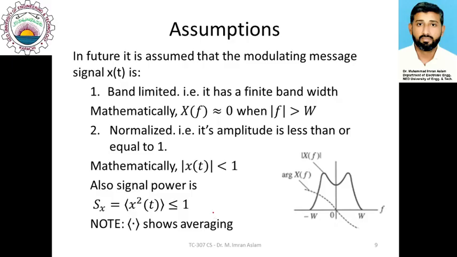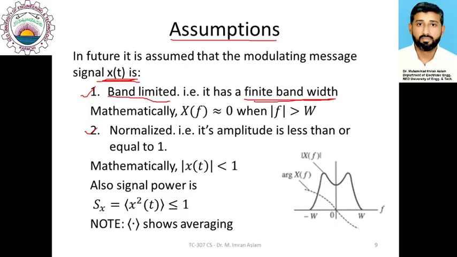Before we go further, we need to discuss a few assumptions that we will be taking care of in the future lectures. So we will be assuming two important points related to our discussion regarding this signal x(t), whatever message signal we are using. We will be assuming that they satisfy these two conditions. First of all, the message signal is assumed to be band limited. Band limited means it has a finite bandwidth.